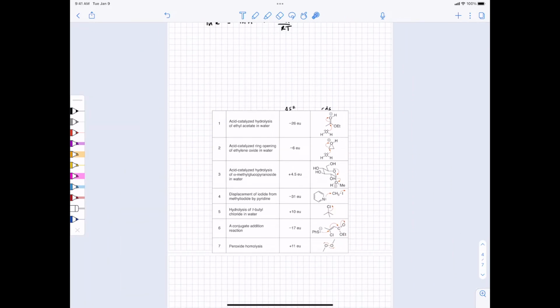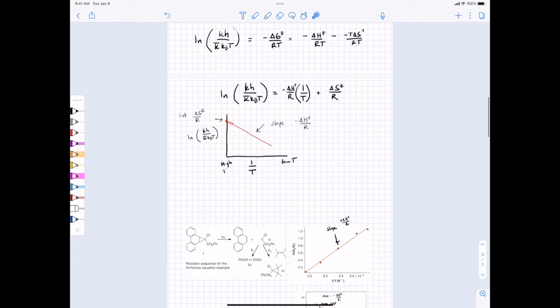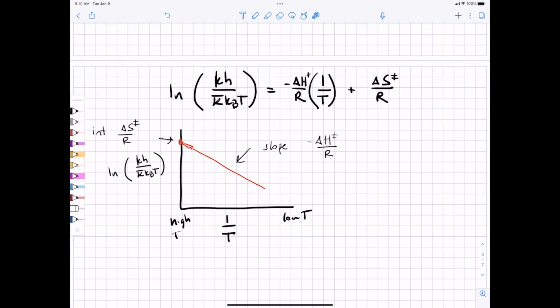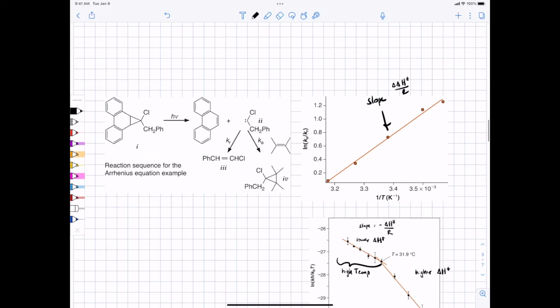So anyway, here are some examples. We talked about activation enthalpy. Entropy you can also get from this Eyring type analysis. This kind of plot you will hear people call an Eyring plot. That's the most likely thing you're going to encounter as you read the literature. People will talk about Eyring plots and just understand they're talking about rate constant versus 1 over T.